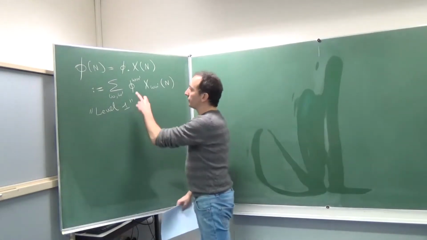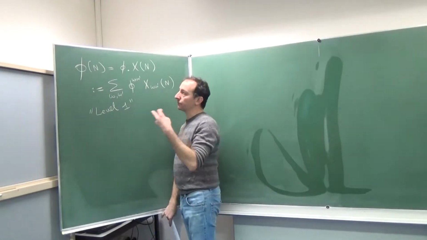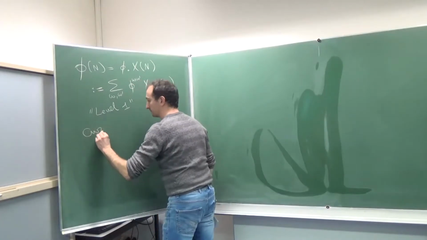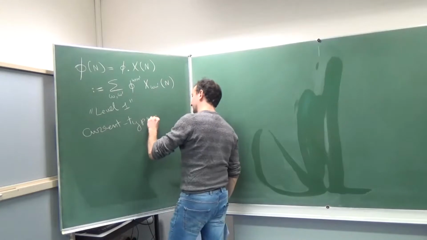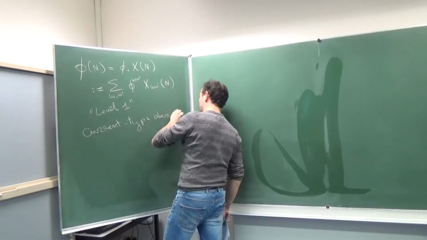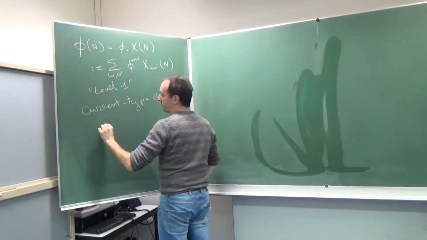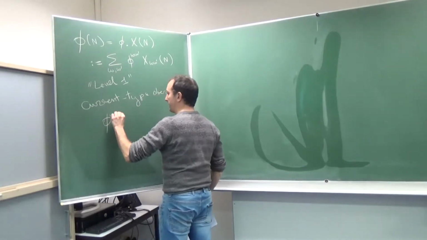Actually, I'm not interested in any possible linear combination. I'm interested in current-type observables, which means that we take these combinations to be anti-symmetric.